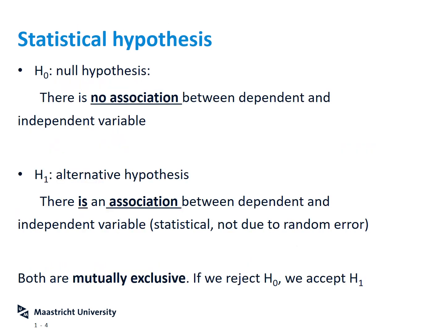Now, in statistics, we automatically have two sets of hypotheses that are always fixed and that are mutually exclusive. On the one hand, we have our null hypothesis. We try to look at a relationship between a dependent and an independent variable, and we try to check if there's an association. Now, our null hypothesis is always that there is no association between the dependent and the independent variable. The independent variable is the variable that you vary yourself, or that is varied within society.